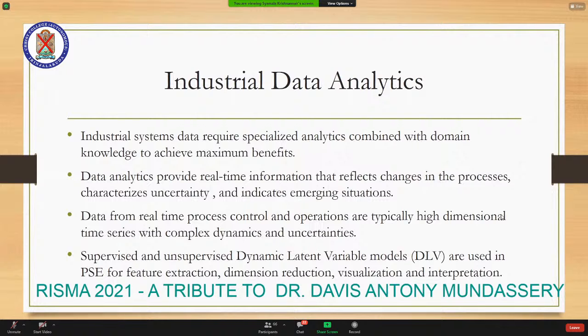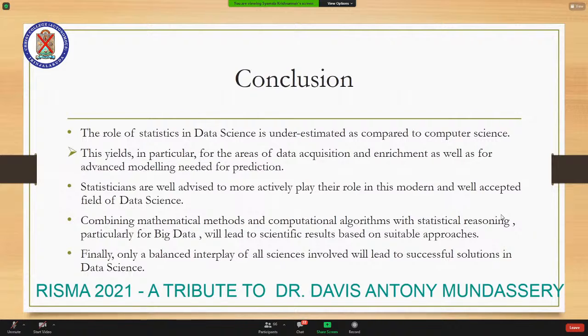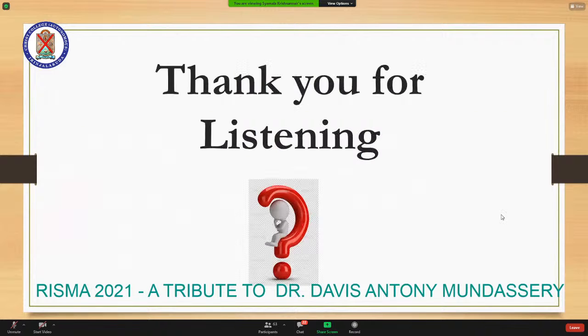In conclusion, I would like to say that the role of statistics in data science is underestimated as compared to computer science. This is in particular for areas of data acquisition and enrichment, as well as for advanced modeling needed for prediction. Statisticians are well advised to more actively play their role in the modern and well accepted field of data science. Combining mathematical methods and computational algorithms with statistical reasoning, particularly for big data, will lead to scientific results based on suitable approaches. Finally, only a balanced interplay of all sciences involved will lead to successful solutions in data science. So that's my conclusion. Thank you.